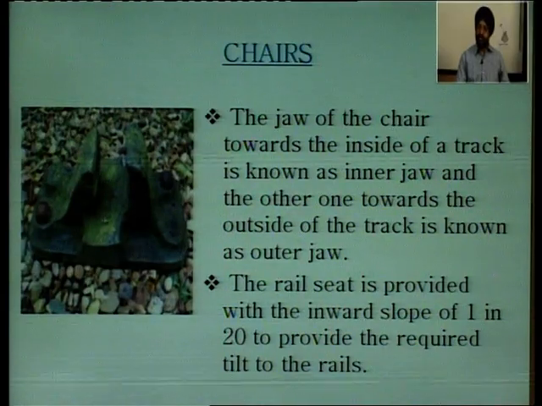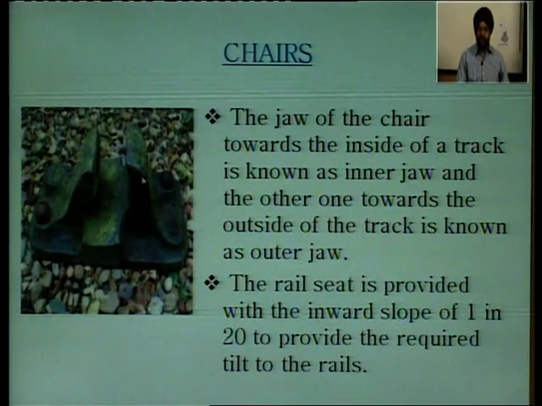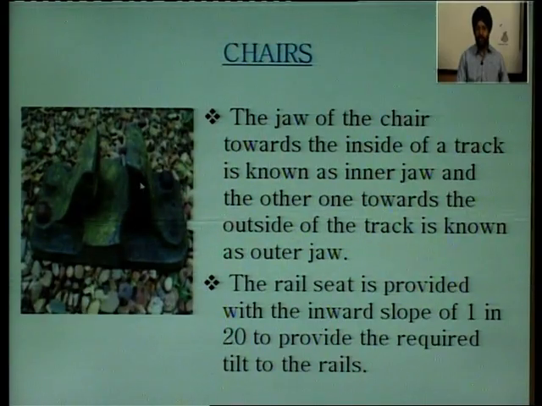The jaw of the chair towards the inside of the track is the inner jaw. This is alone a diagram of a chair, it is not fitted here, but if this part is fitted towards the track, this is the inner jaw, and the other one towards the outside of the track is known as the outer jaw.